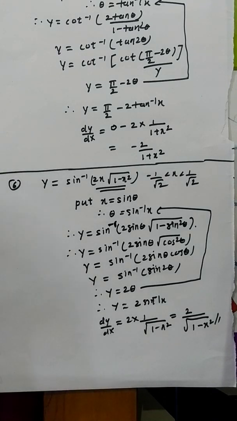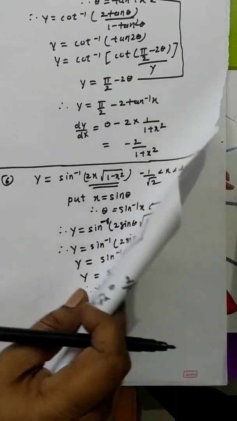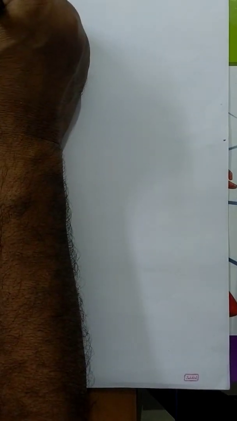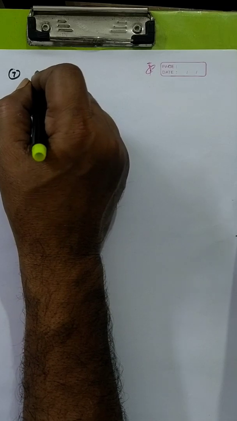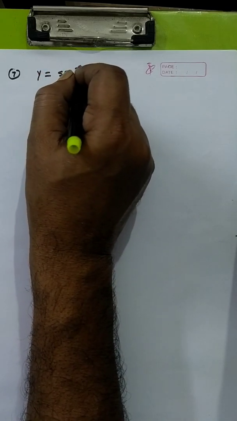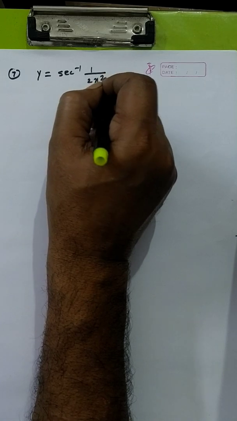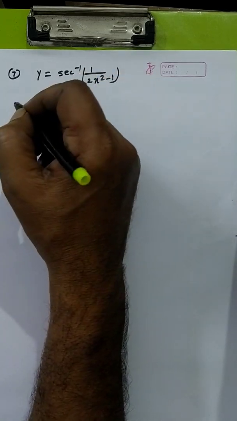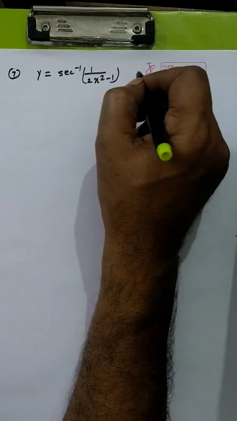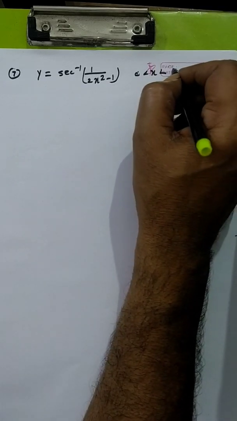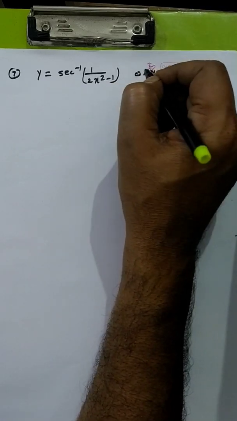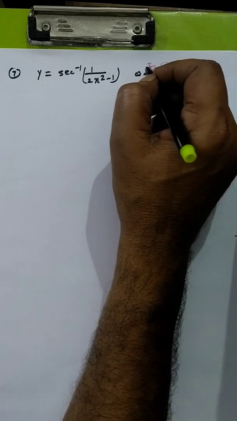Next we will go for y equals sec inverse of 1 upon 2x square minus 1, where 0 is less than x, less than 1 by root 2.